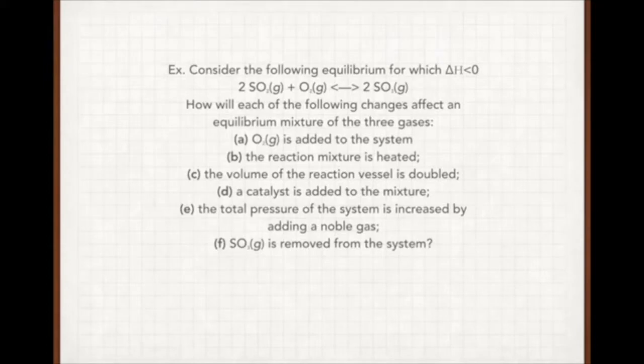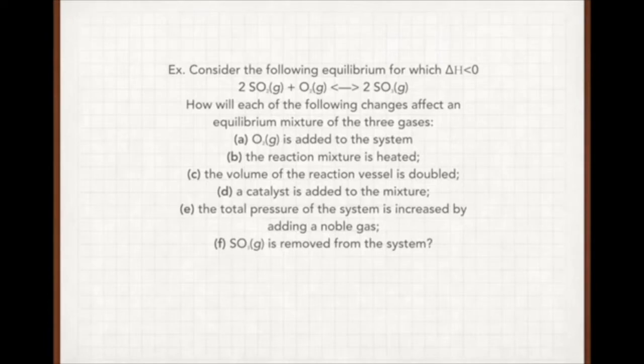So if we look, for A, it tells me that oxygen is added to the system. So if I increase the concentration of oxygen, that's going to cause a shift to the right. And so if I'm shifting my reaction to the right, that means my concentration of SO2 is going to decrease, but my concentration of SO3 is going to increase. So those would be your 2 answers. SO2's concentration decreases, SO3's concentration increases.